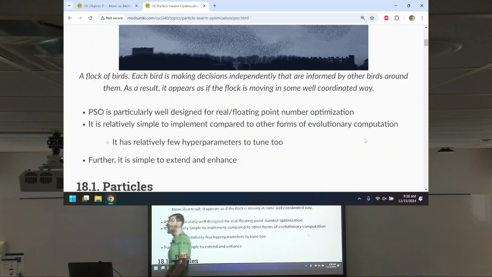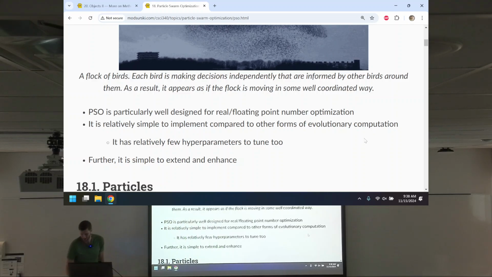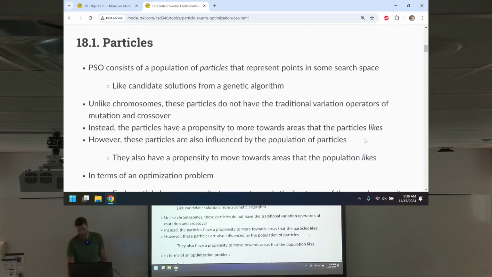So the first thing we're going to talk about is the particles, each individual particle. PSO consists of a population, just like a genetic algorithm has a population of chromosomes. Here, we will have a population of particles. And these particles represent points in some high-dimensional search space. This is going to be hard to see what it means in general, so we're going to eventually be talking about a very specific concrete example, and perhaps it's a little contrived, but the concrete example is going to be, we're going to have some.